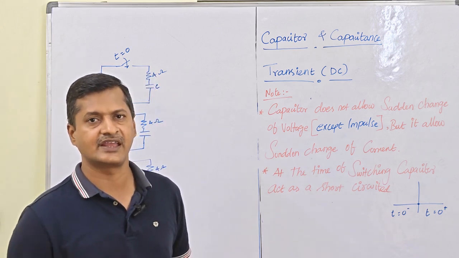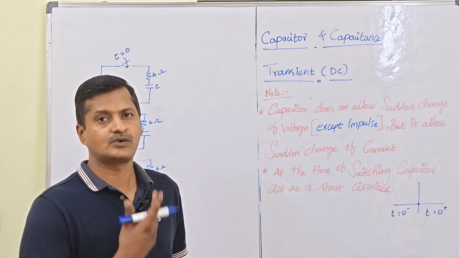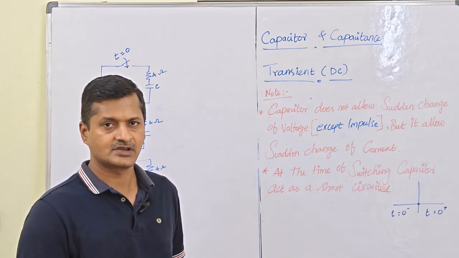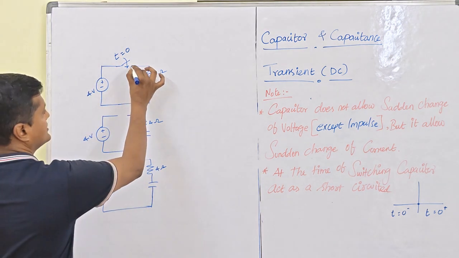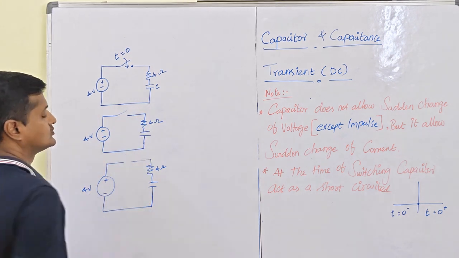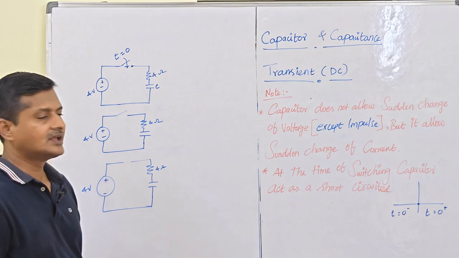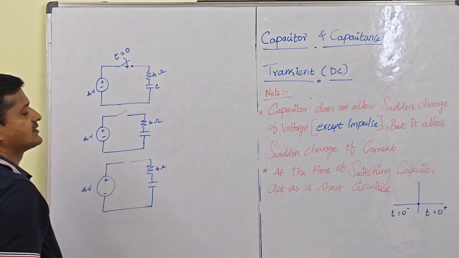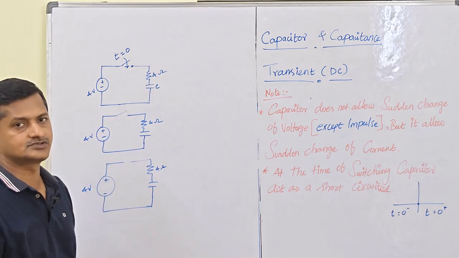At the time of switching, when the circuit closes, there is a sudden voltage increase, so at that time the capacitor acts as a short circuit. Let us see how. This is a basic circuit, and at t equal to 0 we close the circuit. For the given circuit we are verifying this definition. Here is a source, a resistor and a capacitor, and the switch closes at t equal to 0.